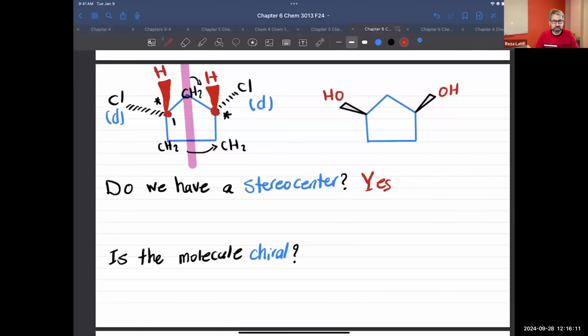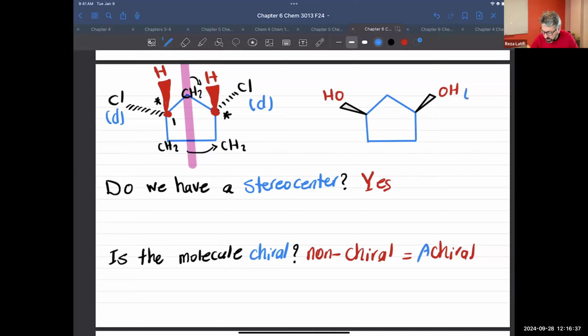Do you have a plane of symmetry? In this case, yes, we have a plane of symmetry, and that plane of symmetry will make the molecule non-chiral. Or you simply put A and you say achiral. That means non-chiral.